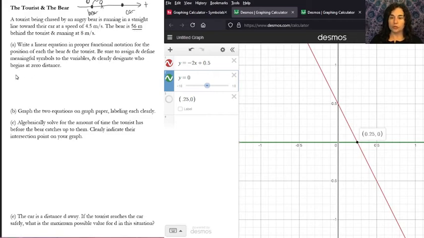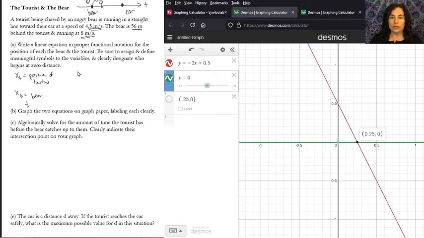So I'm going to let x be the distance. I'm going to have x of the tourist. So this is the position of the tourist. And I'm going to have x for the bear. This is the position of the bear. And I'm going to have a time variable. This is a rate and time. This is linear. They're both moving at a constant speed. You can see they're both moving at a constant speed.